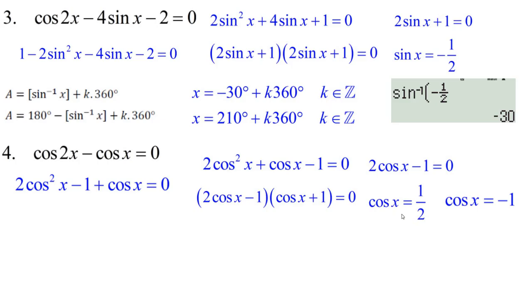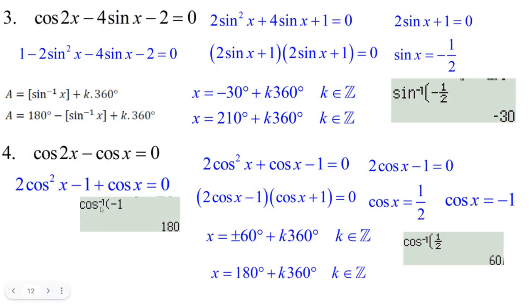Well, we just go shift cosine of a half. Shift cosine of a half, we get 60 degrees. Plus or minus 60 degrees. That's the way cosine works. And every 360 degrees, it repeats itself. And k is an element of the integers, those counting numbers, negative and positive. What about the cos x equals minus 1? Well, if you press shift cosine of minus 1, it'll tell you it's 180 degrees. And it repeats itself every 360. That's your answer. It's that easy. So there you go. All done.